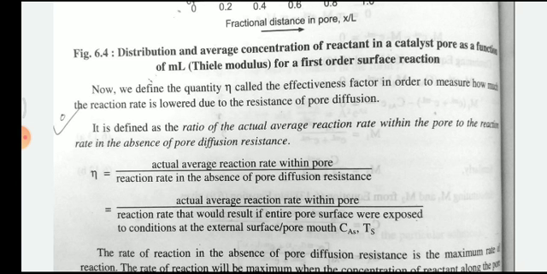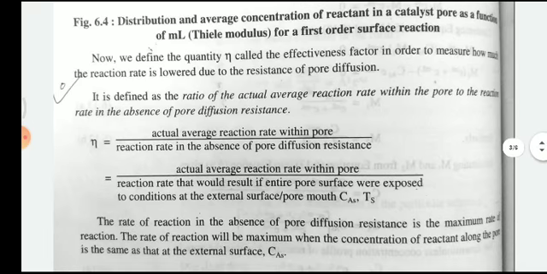So in the absence of pore diffusion resistance, the efficiency, or the quantity, can be defined by this ratio. It is defined as the ratio of actual average reaction rate within the pore to the reaction rate in the absence of pore diffusion resistance.